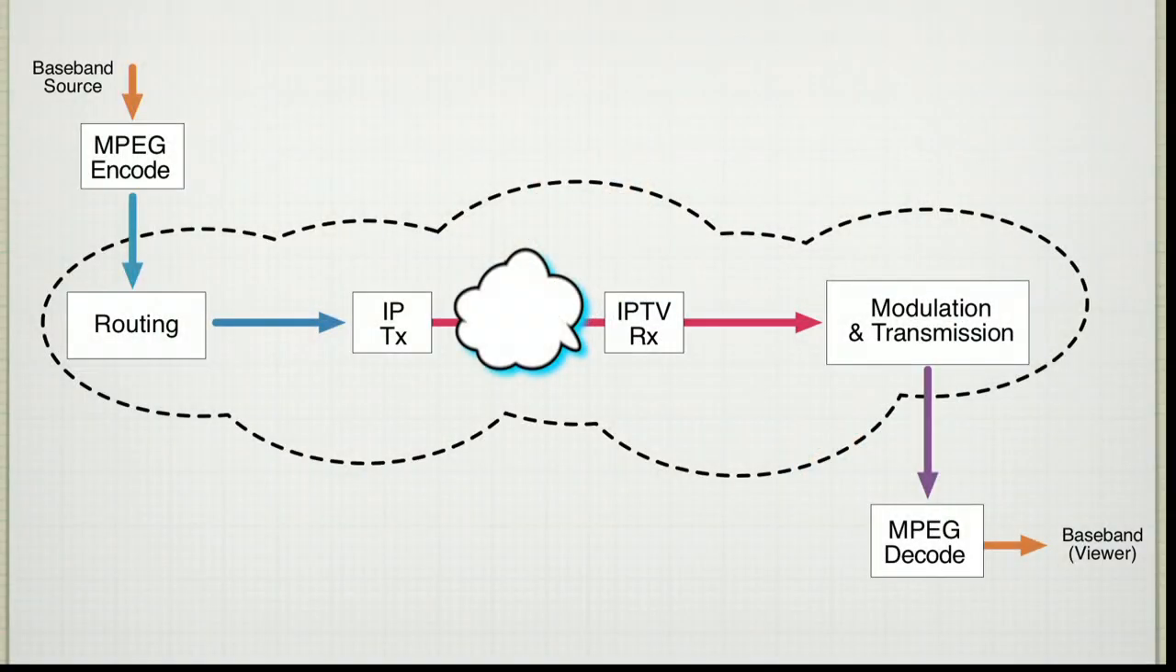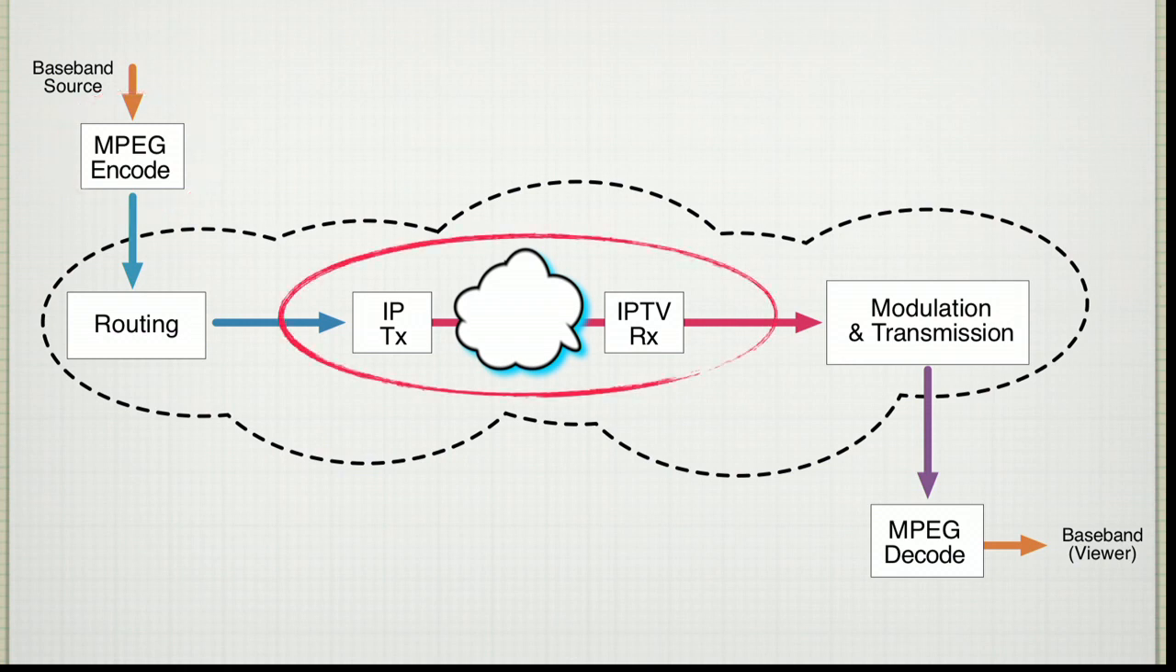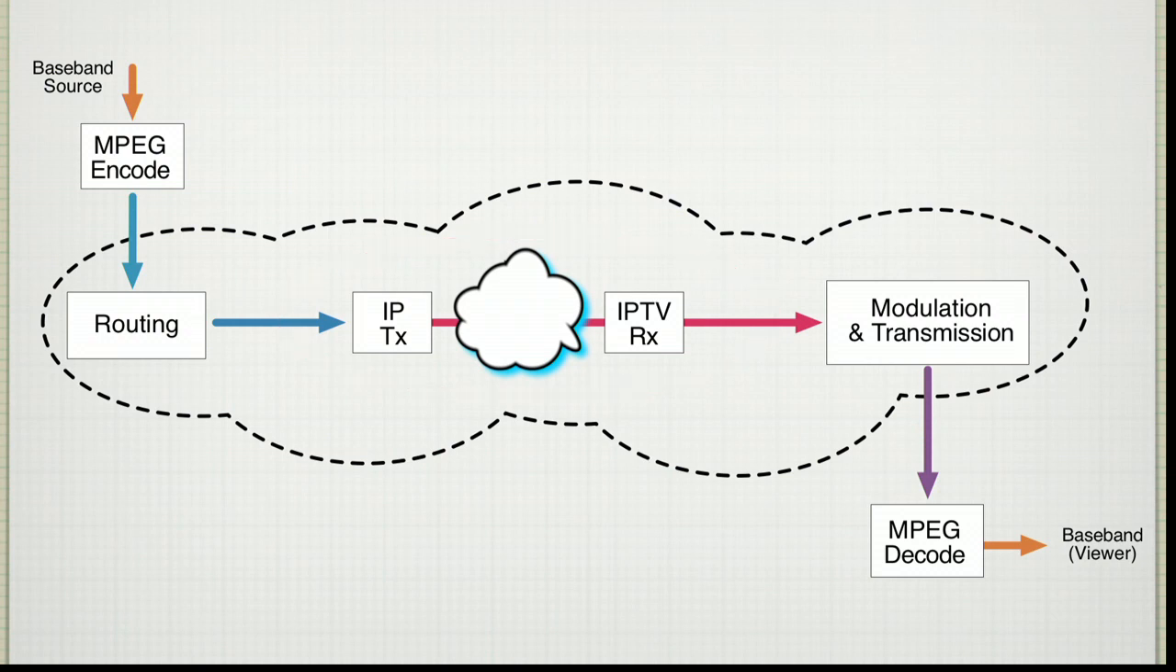Now, if we look at a typical sort of environment, we might start with a baseband source, an MPEG encoder developing a transport stream. It could go through routing. Here we show it going through an IP transmitter to launch it through the internet, a receiver at the other end that delivers it to modulation and transmission over the air, finally to an MPEG decoder in a viewer's home.